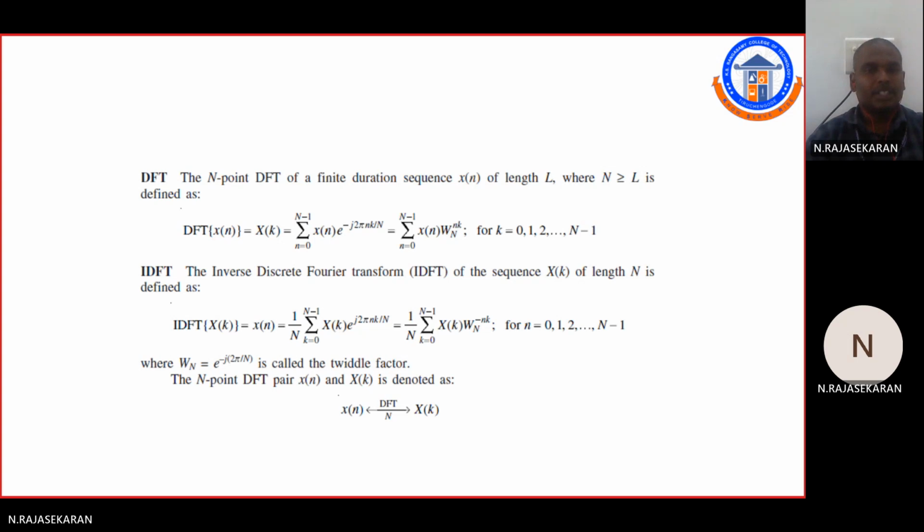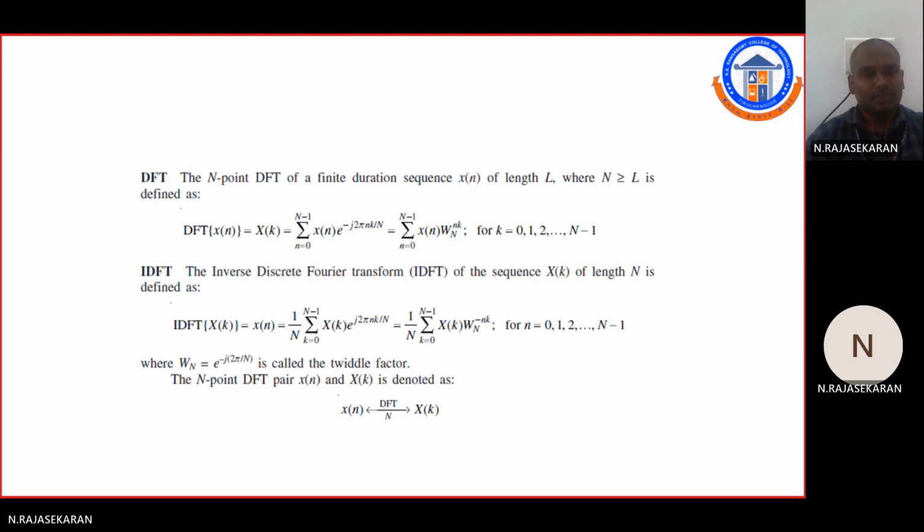One is the N-point DFT of a finite duration sequence of length L, where N is always greater than or equal to L. It is defined by the generalized function X of k equal to summation n equal to 0 to N minus 1 of x of n e power minus j 2 pi n k by N. Otherwise, the exponential term we can replace by the weight factor W N power n k, where k is 0 to N minus 1.